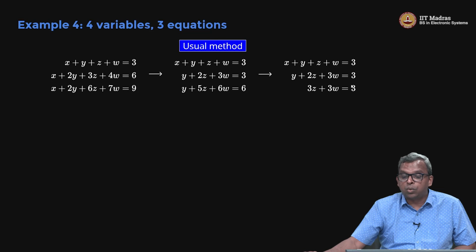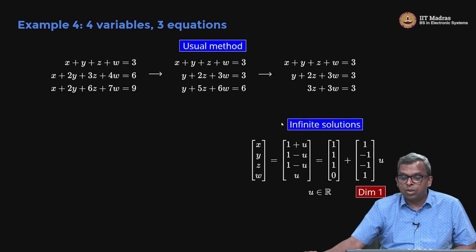So z plus w is 1, y plus 2z plus 3w is 3, and x plus y plus z plus w is 3. Okay, so at this point you stop and you identify that there is one free variable w, right? You've got a free variable w. W you can take it to be anything. Once you fix w, you can uniquely solve for z, y and x. Okay, so that's what you observe here, and then you find that solution.